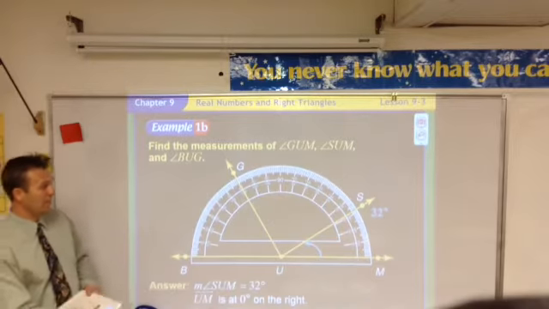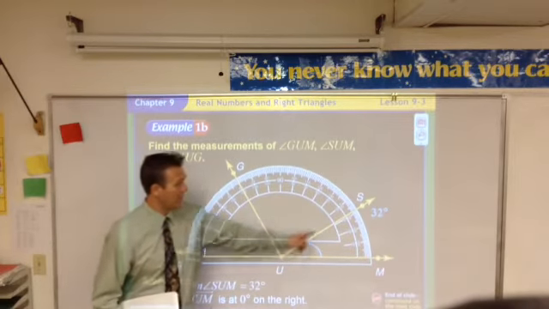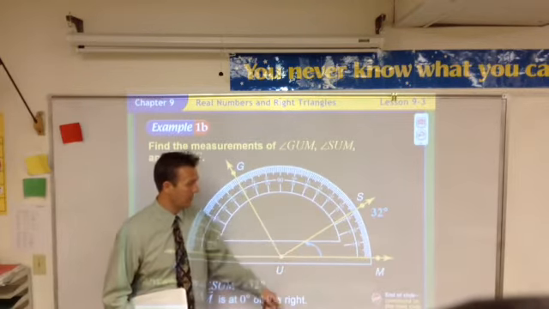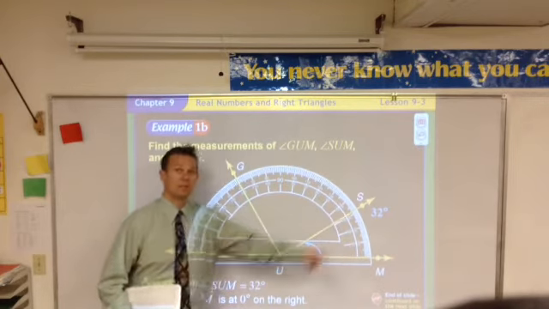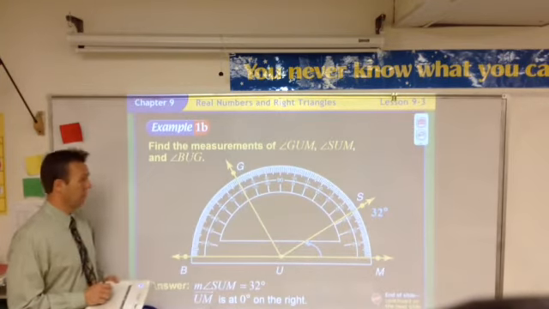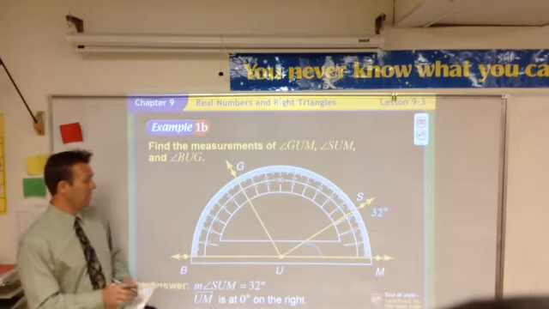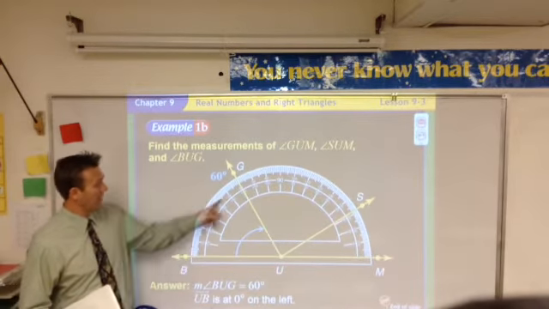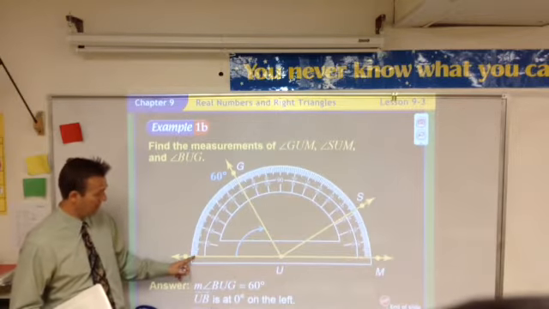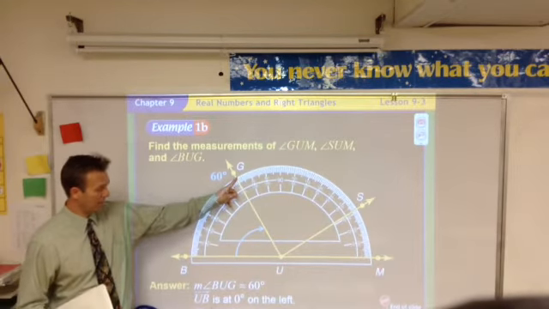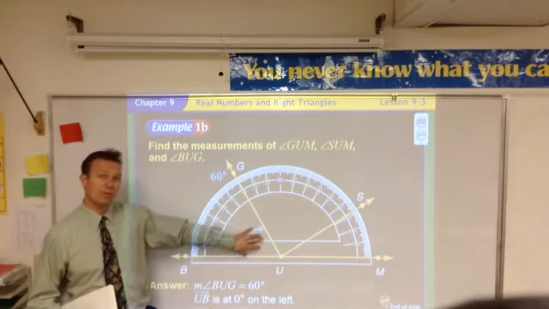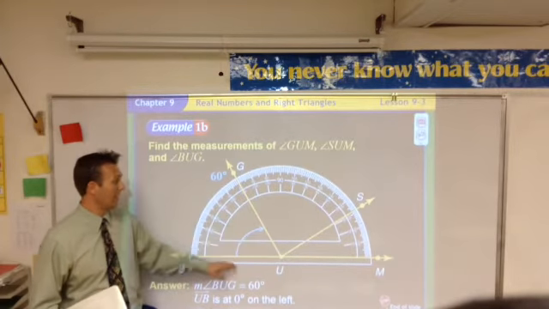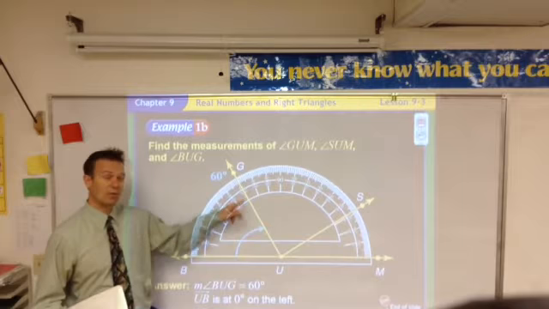The next one, angle SUM, is only 32 degrees. And again, starting with 0, going up to 32, and you get your answer. And finally, the last one, BUG, you start from here. Now you're using the outside, because 0 starting here is actually on the outside all the way up to 60. Again, if you remember that an acute angle is less than 90 degrees, you'll know that you wouldn't say the answer is 120 degrees.